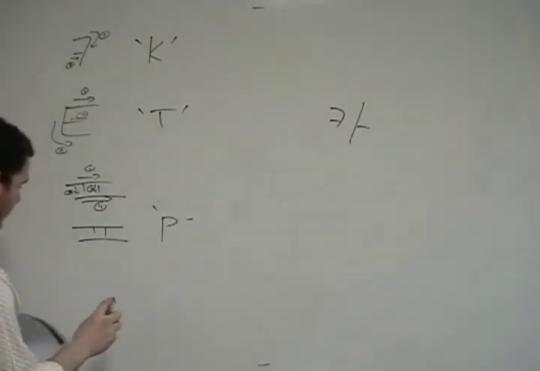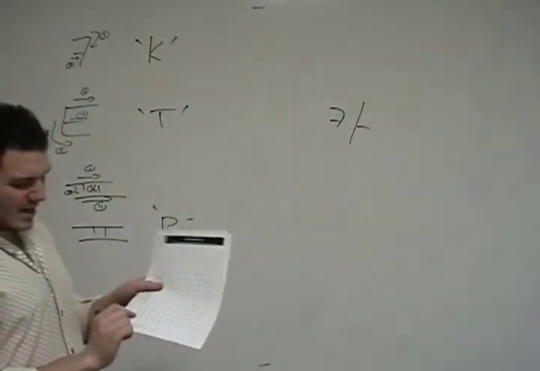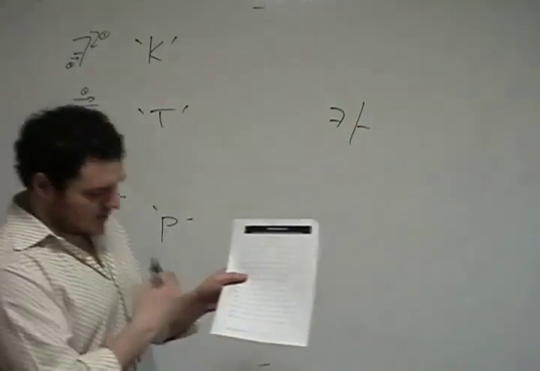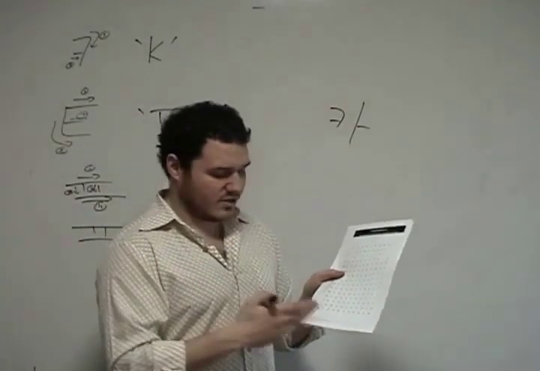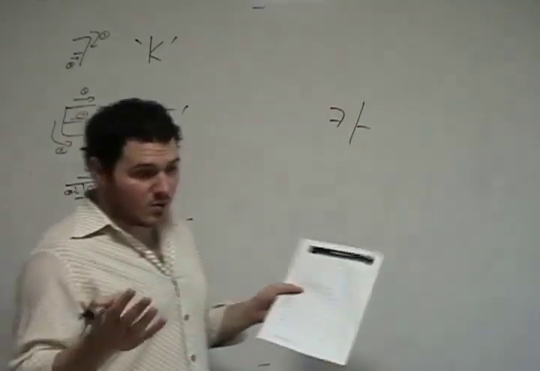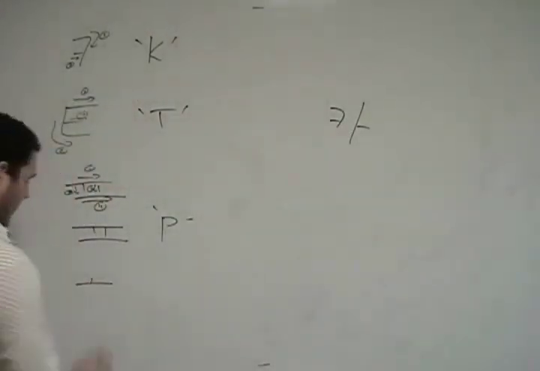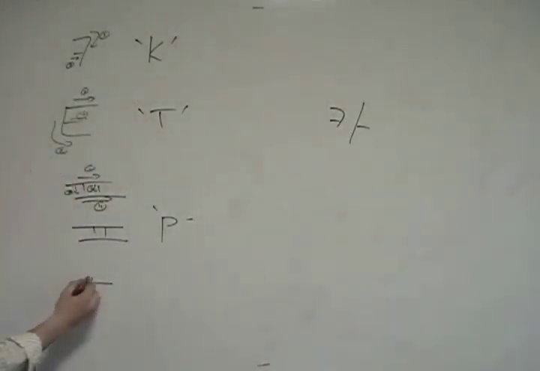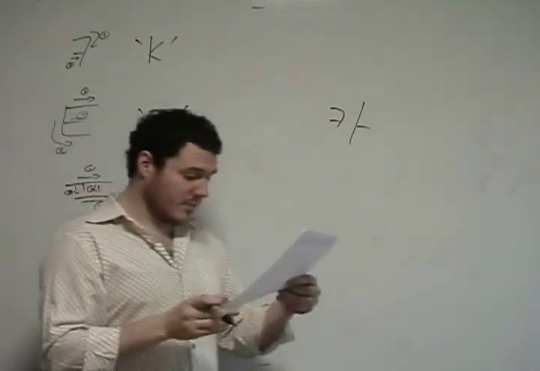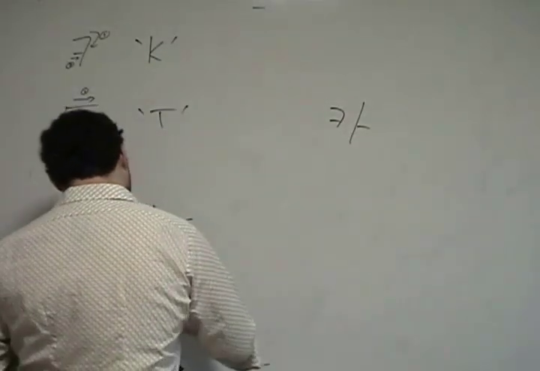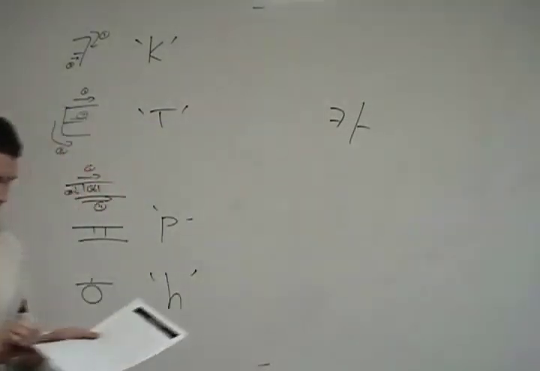The last one. This will look a tiny bit different when I write it than on your sheet. Either way is fine, whatever you're comfortable with. I just make a tick down and a cross. Just a small tick down and then a cross, and then underneath that, a circle. That is one character, one consonant, and this is the H.